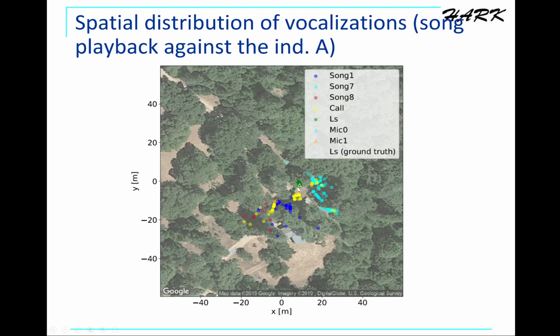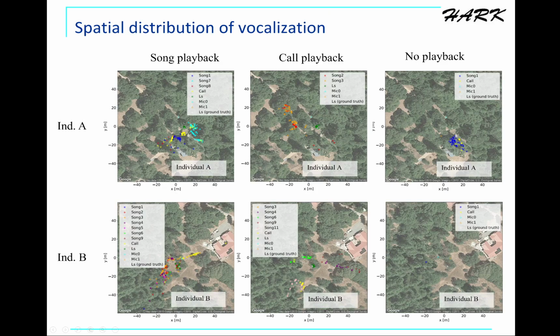This is an example of the spatial distribution of vocalization. This is one microphone, and this is another one, and this is a loudspeaker. And the green dot corresponds to the localized location of the sounds from the loudspeaker. So that's very close. So the localization process was very successful. And you can also see some clusters of songs. This is all the experimental result of the spatial distribution of vocalization for each condition.